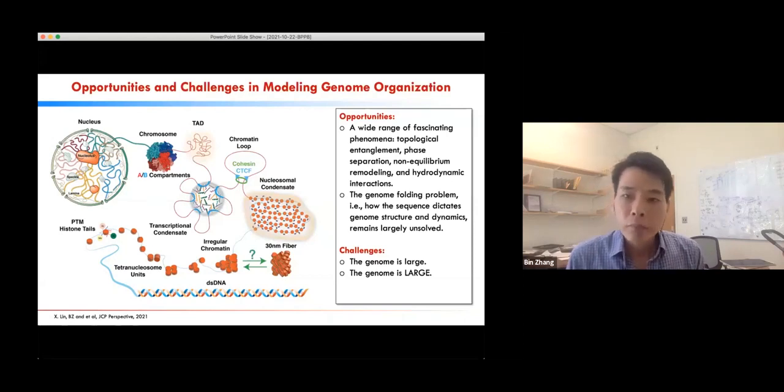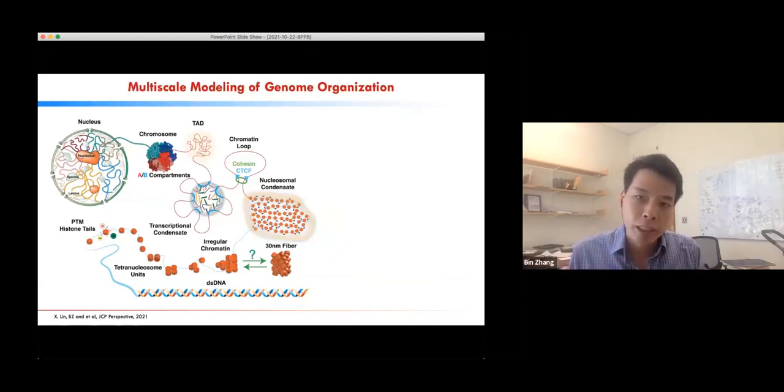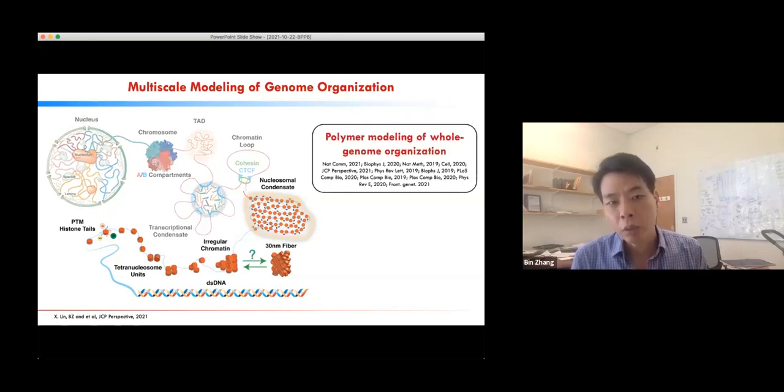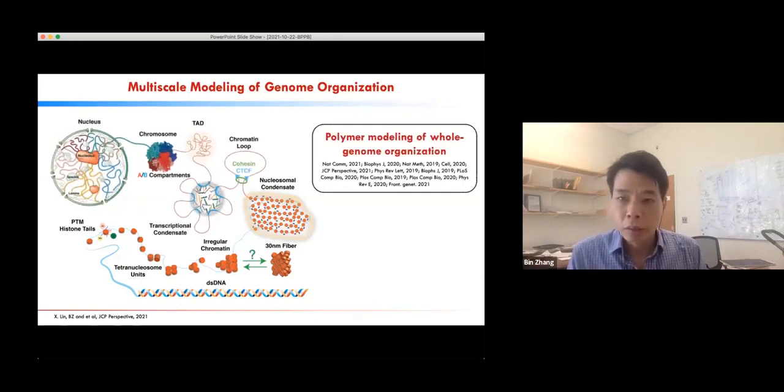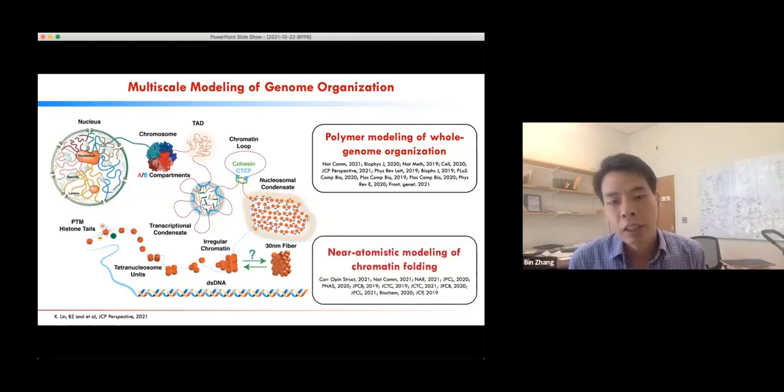And because of this complexity of genome organization, we try to study the genome at different scales with different approaches. On the one hand, we try to study the whole genome organization. There we use an integrative approach that combines modeling with experimental data. And on the other hand, we also try to study the genome at a smaller scale with atomistic details. And today I will focus on our whole genome modeling effort.